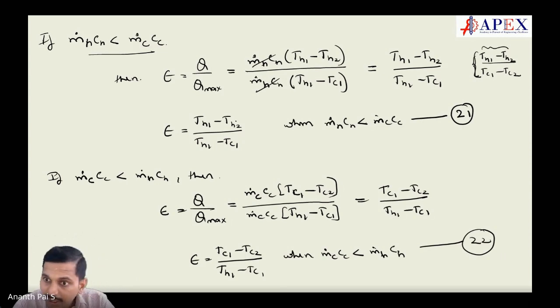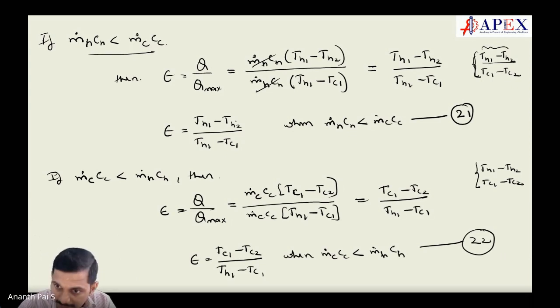Correct. Now here in this case, the same thing, TH1 minus TH2 and TC1 minus TC2. In these both, which is bigger? The higher difference is the second one. So what is happening here? In general, what can we write? We can write the larger of the temperature differences divided by the maximum temperature difference. That way also we can write the effectiveness.